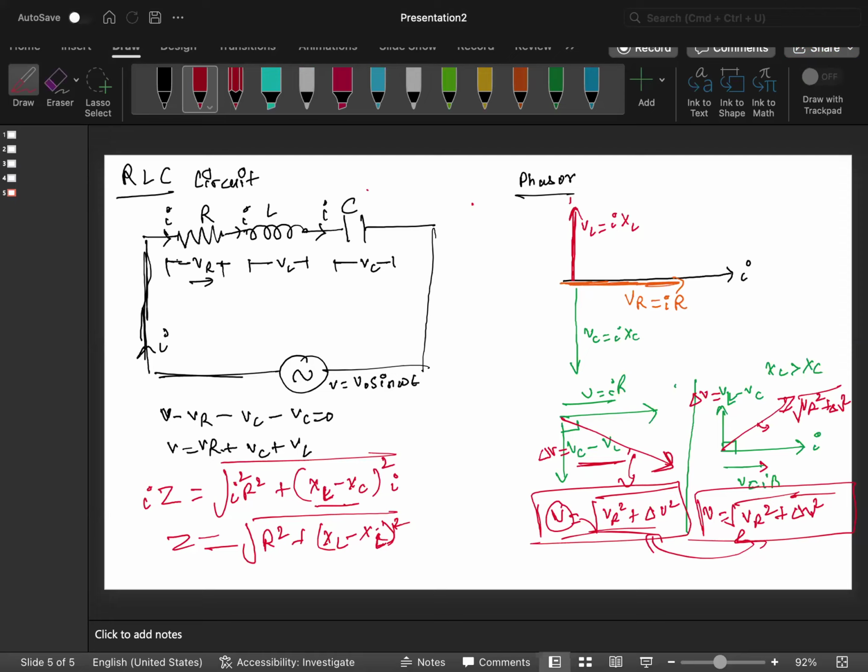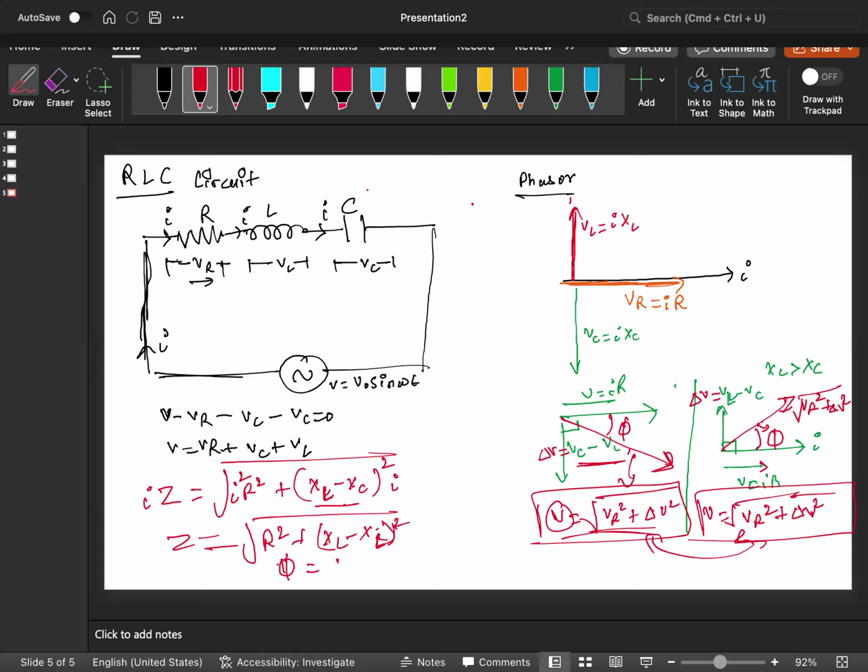No doubt, right? Okay, if I ask you what is the value of this phi? Yes, this is some angle phi, right? So what is this phi? That phi is nothing but tan inverse of perpendicular upon base. So VL is perpendicular and VC is base. So this actually comes out as XL by XC.